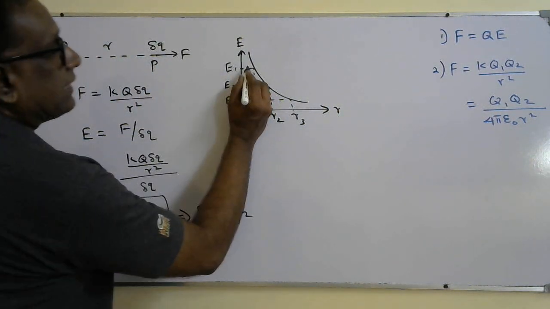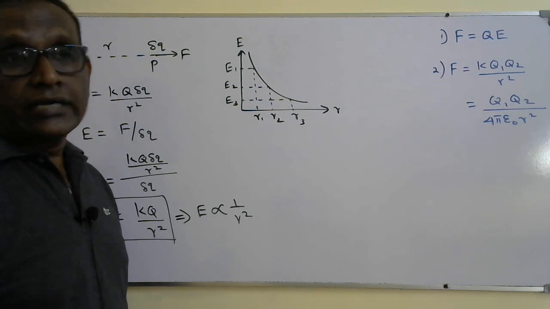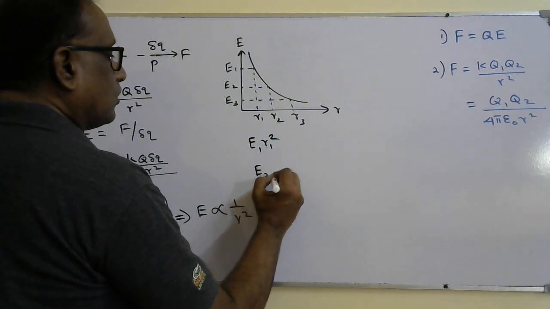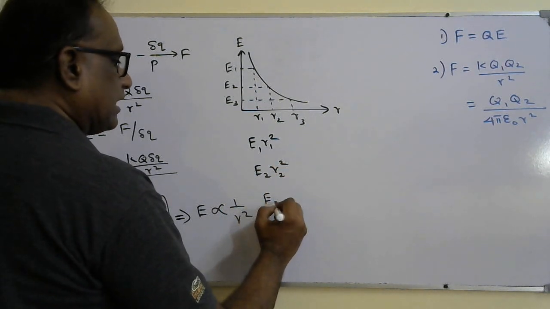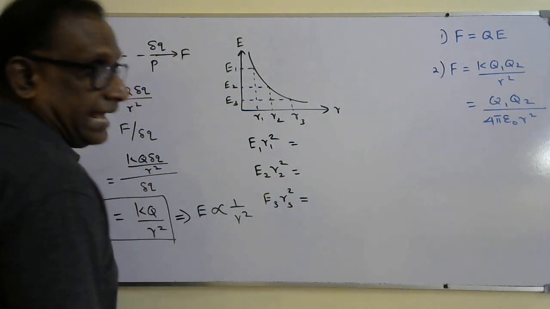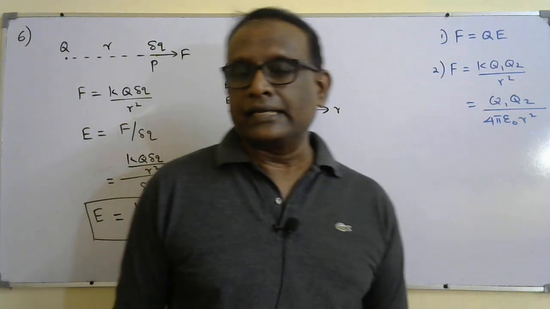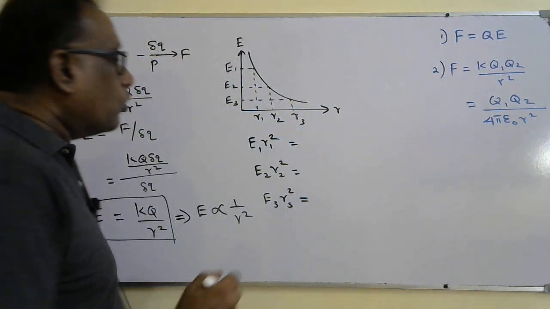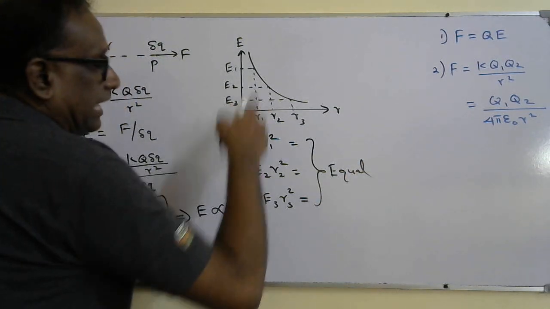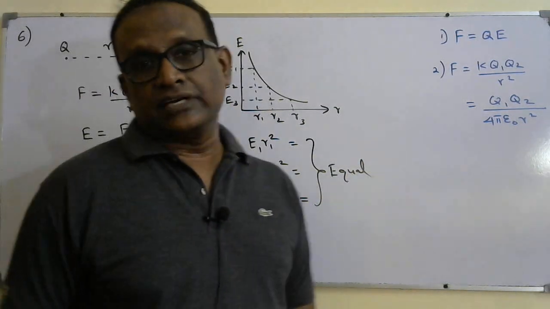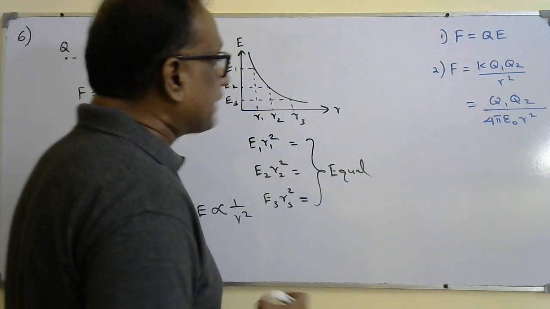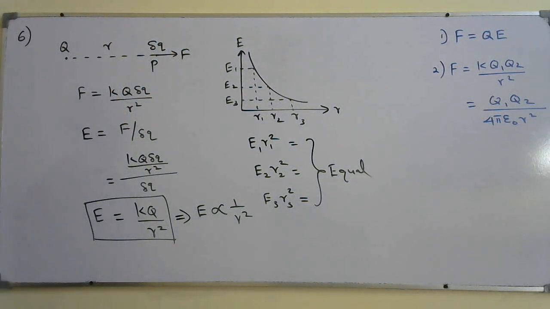So take three clear coordinates from the graph. So find E1 R1 squared, E2 R2 squared, E3 R3 squared from the graph. Find their numerical values. If they are all exactly the same, you might not get that in practical. But if they are almost equal, then I can say the electric field strength obeys the inverse square law. They can ask you to check in the paper whether the electric field strength created by a point charge obeys the inverse square law.